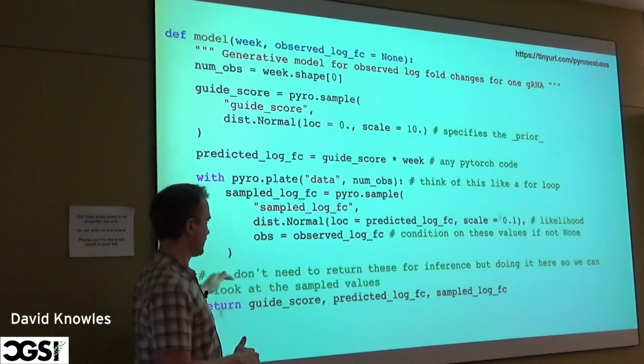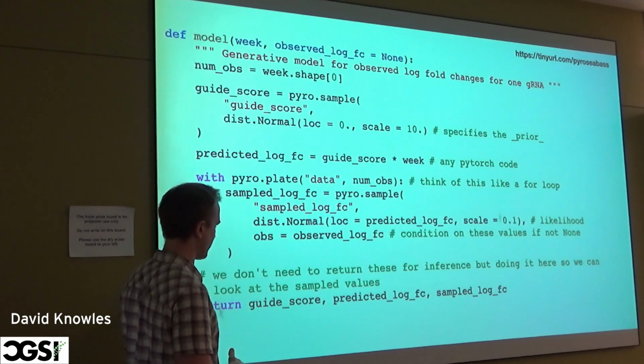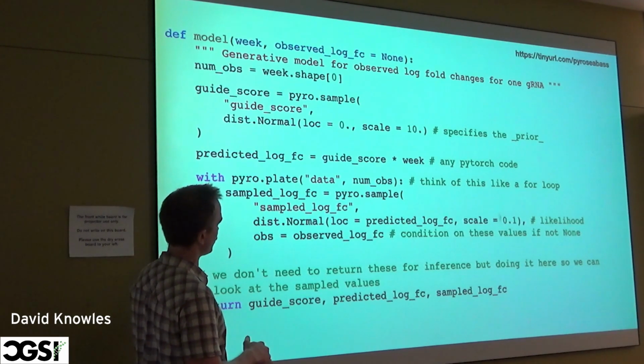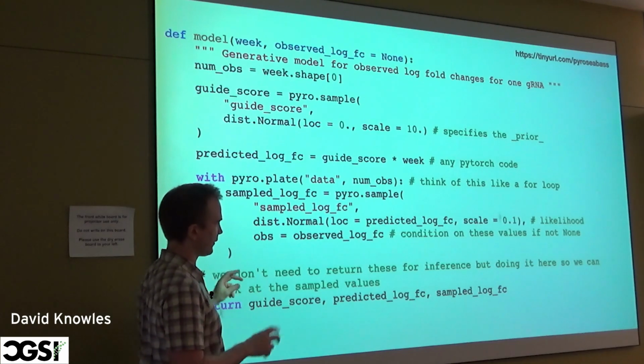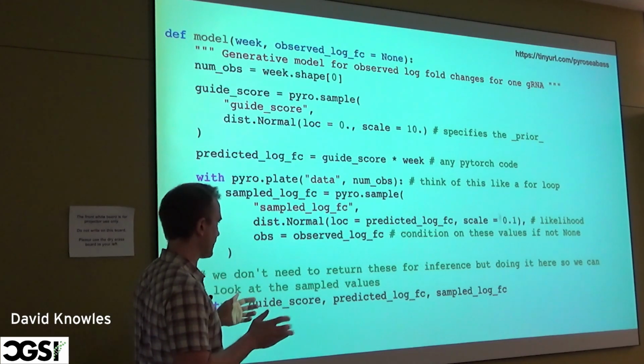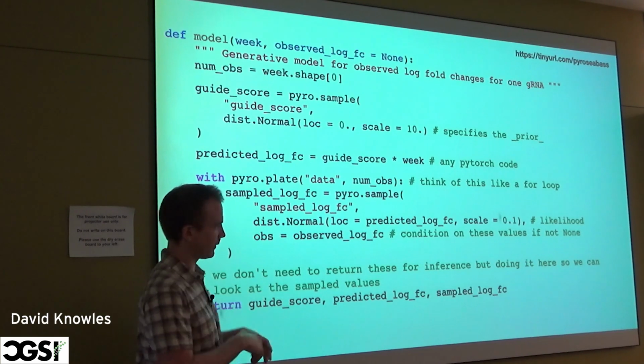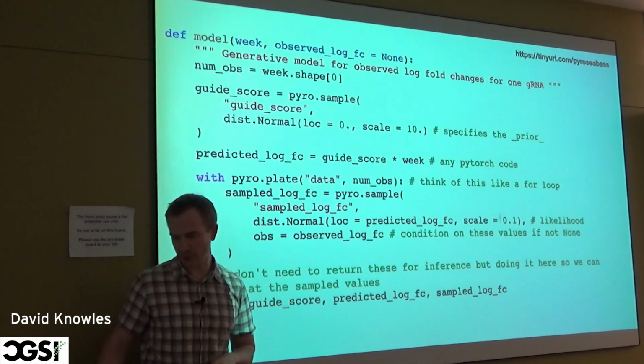We don't normally need to actually return anything from this function with how Pyro works, but just so I can show you that you can actually use this as what's called a generative model, or effectively a simulator, we're also going to return all of the sampled things from the function.